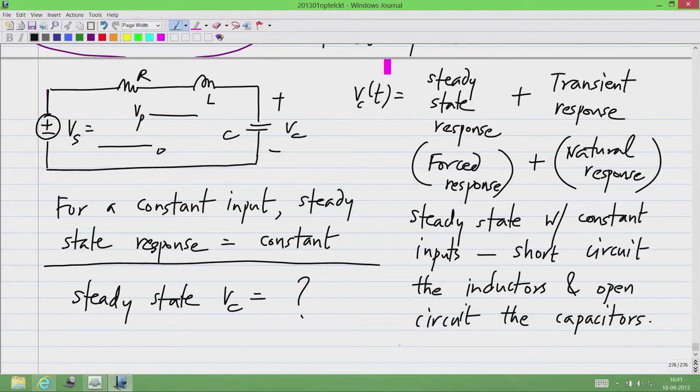So, if you do that for this particular circuit, what will we get? What is the value of steady state Vc? Please use this algorithm and find the steady state Vc. What is it going to be?